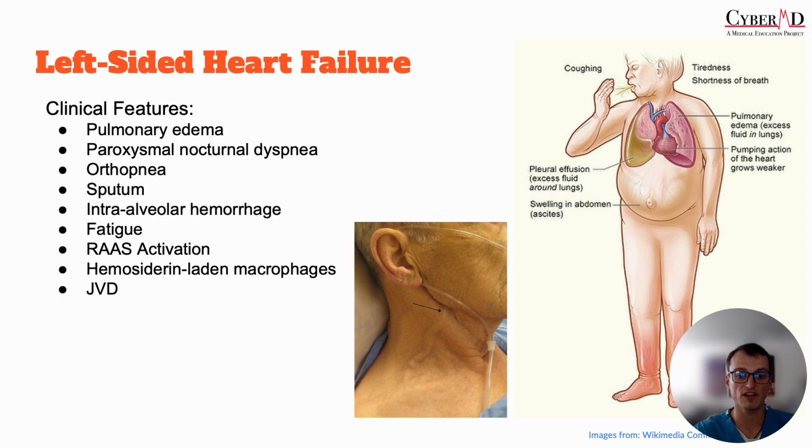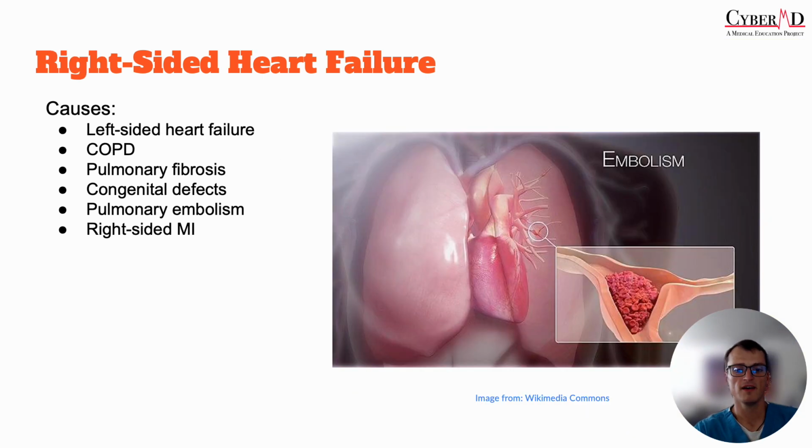But in summary, the clinical features of left-sided heart failure are primarily due to that reduced cardiac output, reduced forward flow, and subsequent buildup of blood and fluid behind the left heart. Now, let's talk about right heart failure.